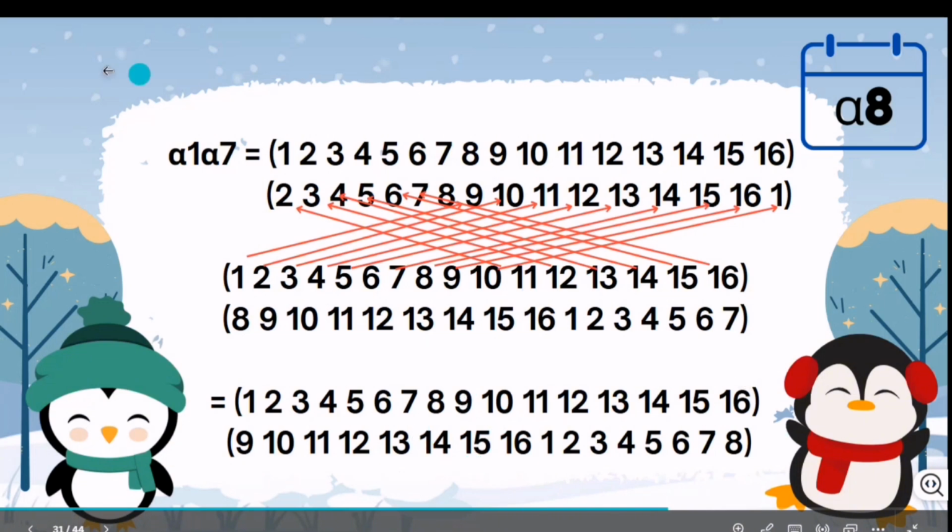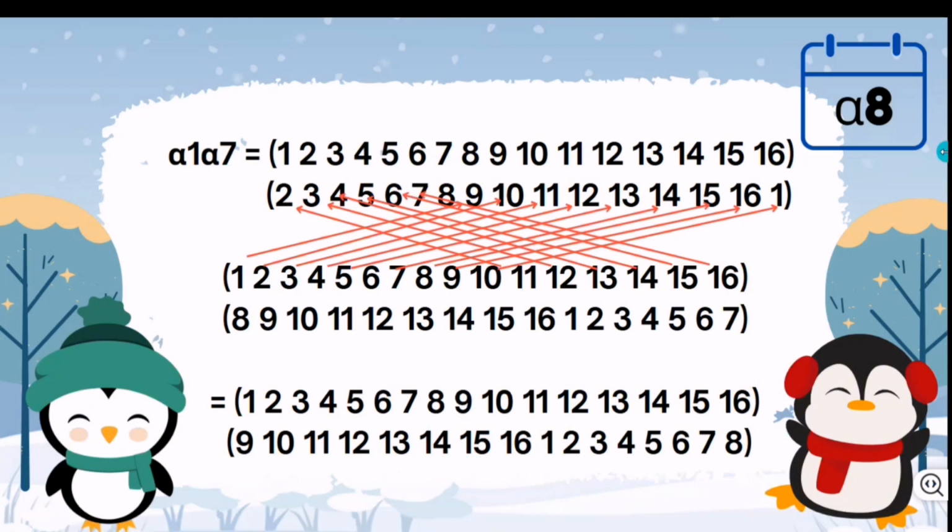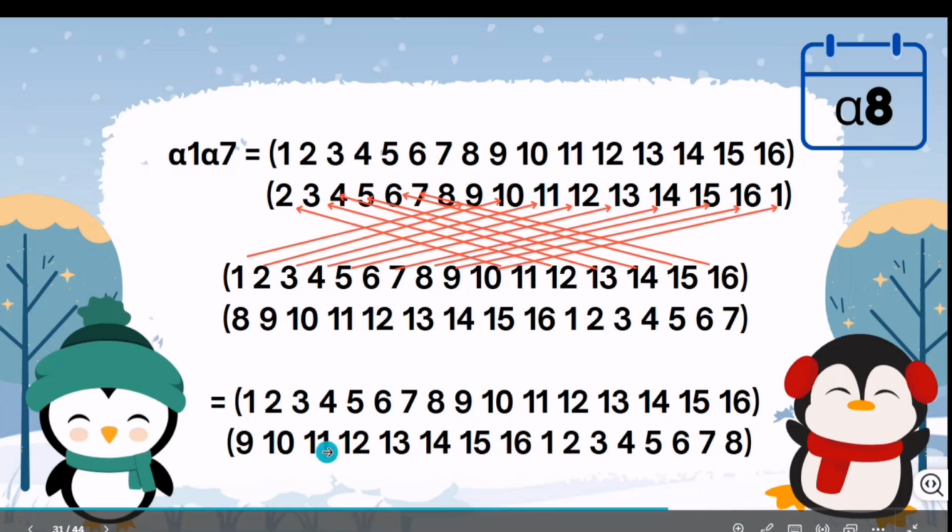So the combination of alpha sub 1 and alpha sub 7, the result is alpha sub 8, which is equal to 1 to 9, 2 to 10, 3 to 11, 4 to 12, 5 to 13, 6 to 14, 7 to 15, 8 to 16, 9 to 1, 10 to 2, 11 to 3, 12 to 4, 13 to 5, 14 to 6, 15 to 7, and 16 to 8.